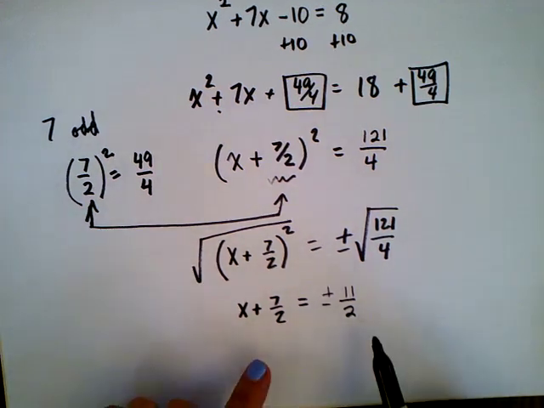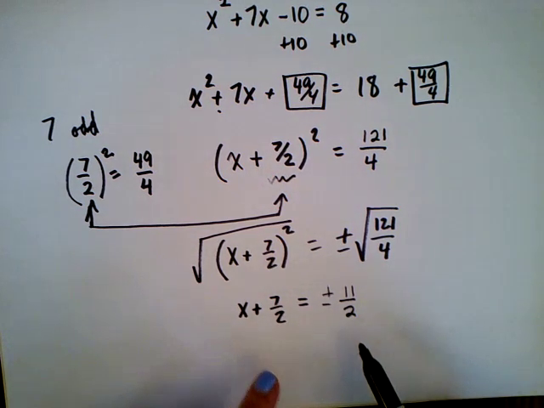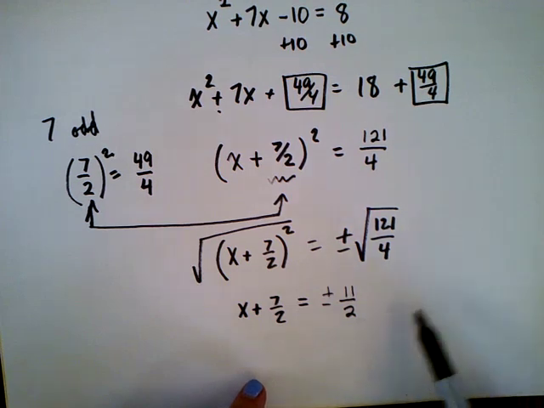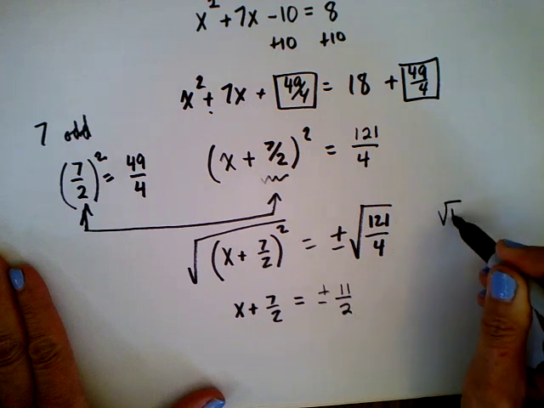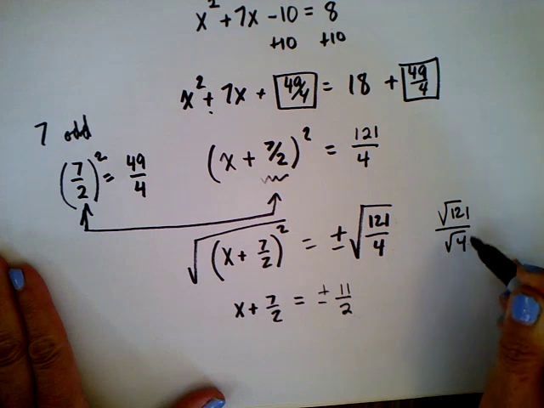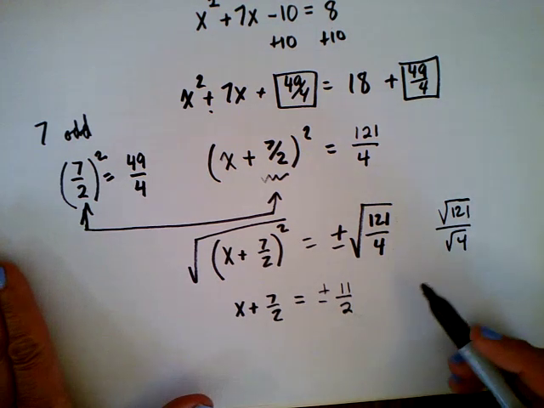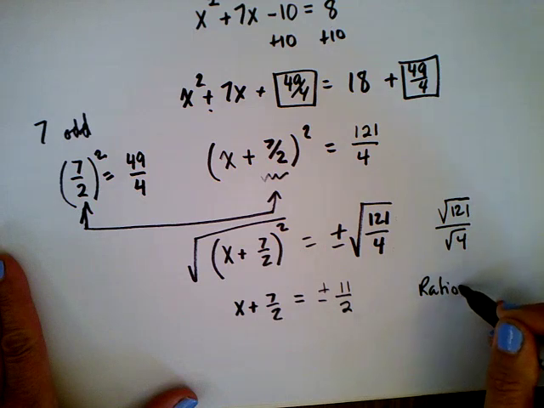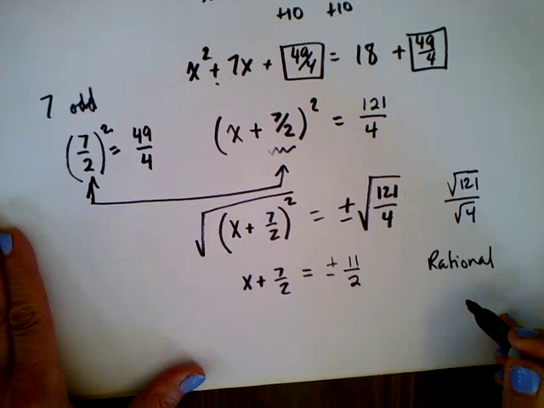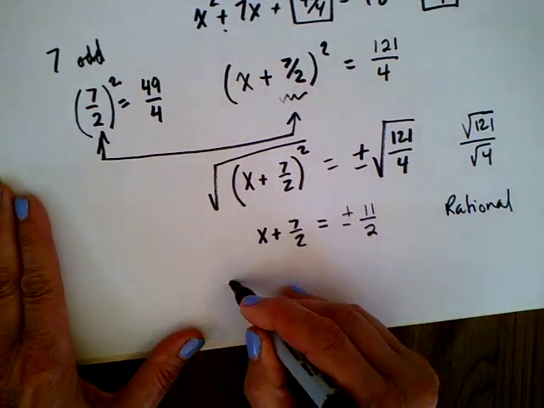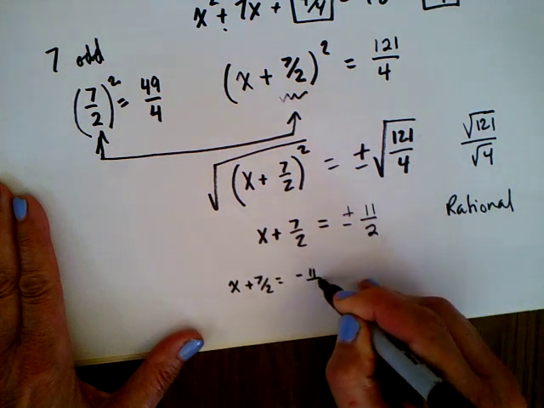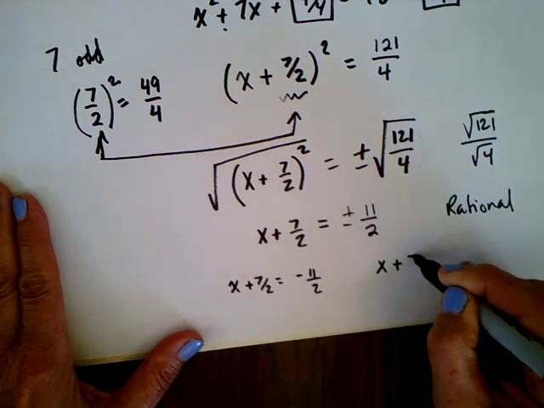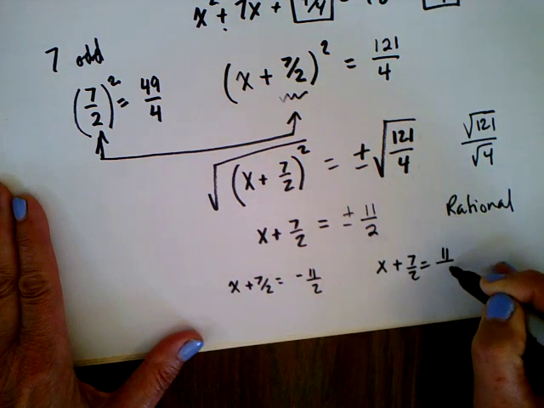Now some of you might want to go ahead and write that as a decimal. It's not wrong to do it either way, but most teachers probably want you to keep with the fraction. If you know your perfect squares, remember when you simplify those radicals, you simplify the numerator and the denominator. These turn out to be rational numbers, right? These are rational because they're fractions. Let's keep going. Nothing's changed. X plus 7 halves equals negative 11 over 2, and x plus 7 halves equals positive 11 over 2.